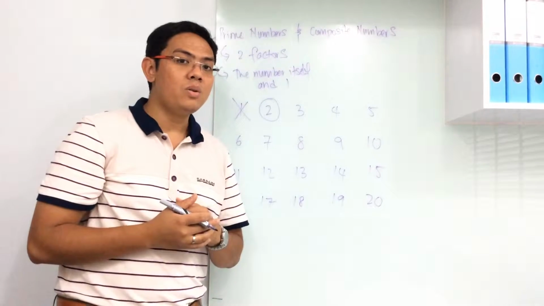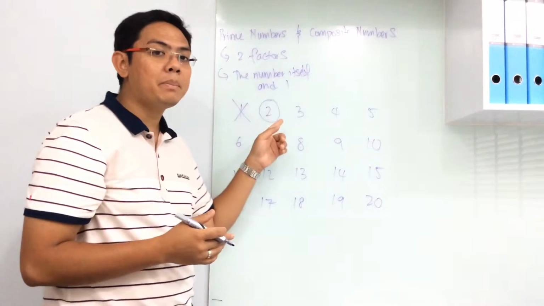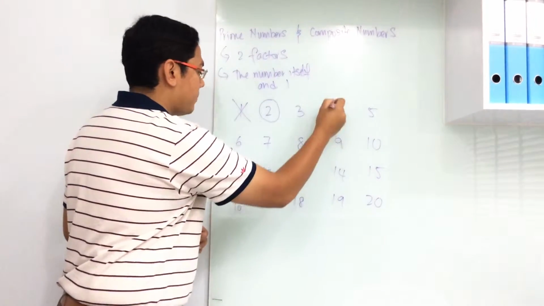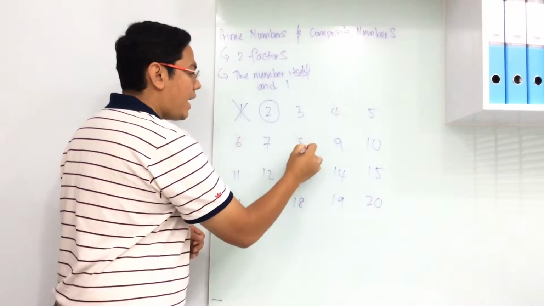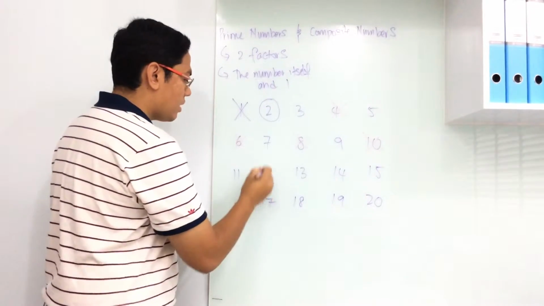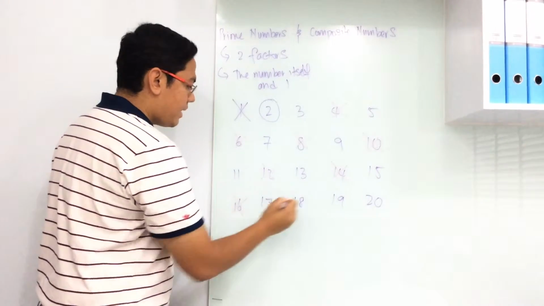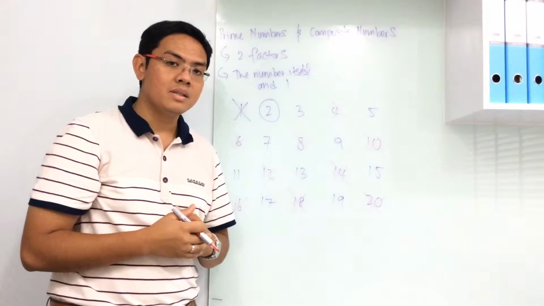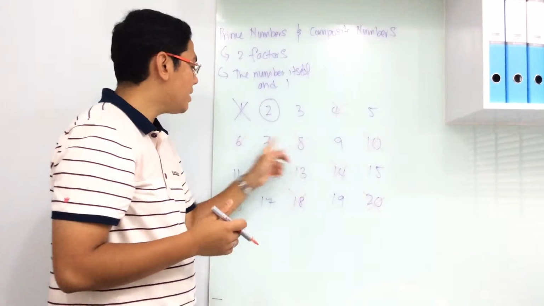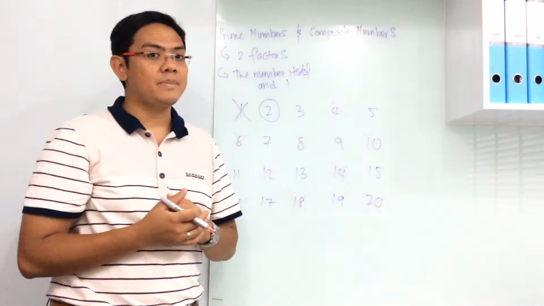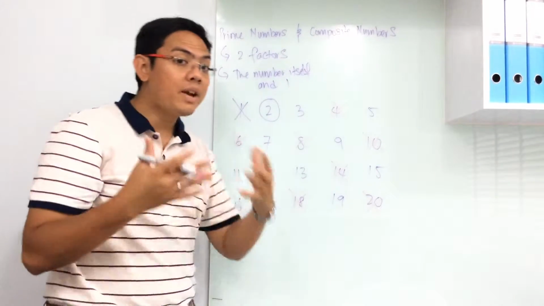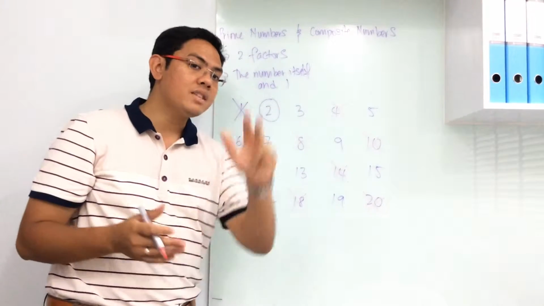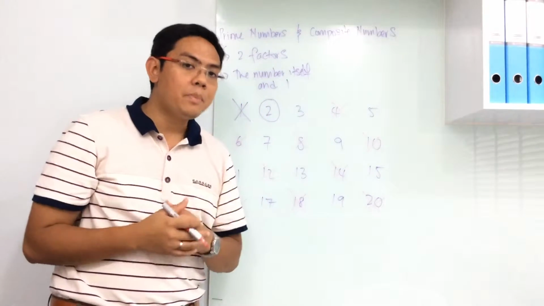So what we can do now is cancel out all the multiples of 2 from 1 to 20. In this case, we cancel out 4, 6, 8, 10, 12, 14, 16, 18, and 20. The reason I cancel out all these numbers is because they have more than two factors. Take a look at number 4. How many factors does 4 have? 1, 2, and 4. So 4 has 3 factors, which is basically not a prime number.